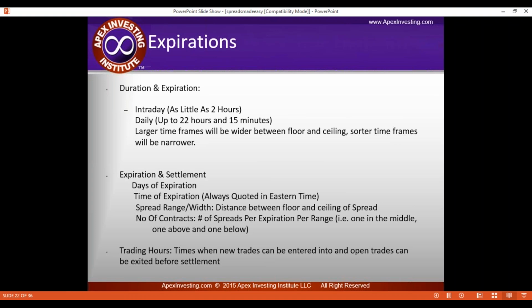expirations. You've got intraday spreads that are as little as 2 hours. You've got daily spreads that go up to 22 hours and 15 minutes. Now, some of these larger time frames will be wider between the floor and ceiling. What do I mean by that?